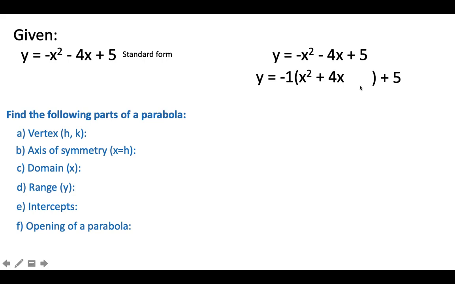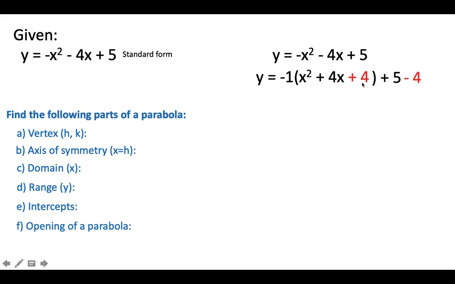So we're going to find another third term that makes this a perfect square trinomial. So 4 divided by 2 is 2, and 2 times 2 is 4. So that is how we find the third term to make a perfect square trinomial. So we add 4 here. We will subtract 4 on the other side because we want to maintain the value.